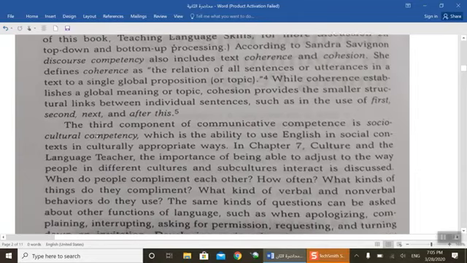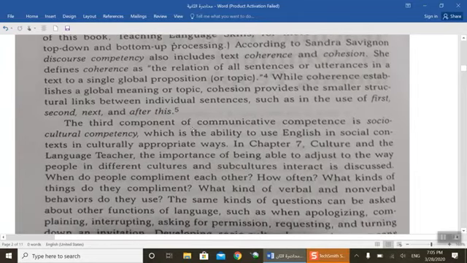Yes. The third component of communicative competence is socio-cultural competency. Socio-cultural. So it is from its name, culture, which is the ability to use English in social contexts in culturally appropriate ways. And in chapter 7, if we study chapter 7, we have culture and the teacher of English.